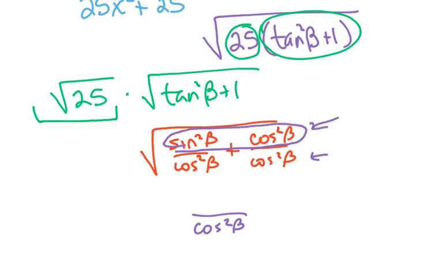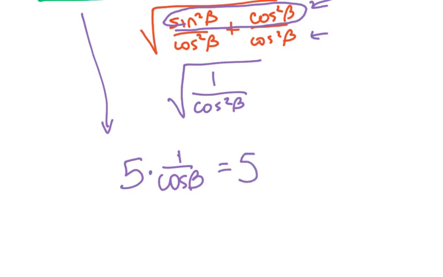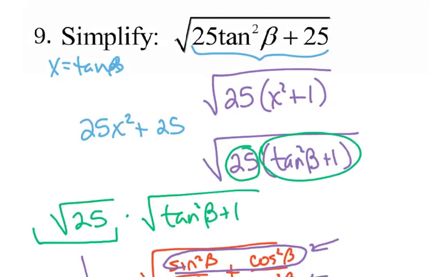Hopefully you're getting used to this by now. But sine squared beta plus cosine squared beta is 1. So now I need to do the square root of 1 over cosine squared beta. That is equal to 1 over cosine beta. And then don't forget we've got the 5. And that's equal to 5. 1 over cosine is secant beta. And that is the answer. That is what this mess right there is equal to. So let's write that. Equals 5 secant beta.